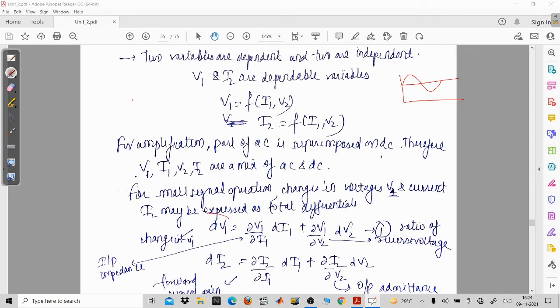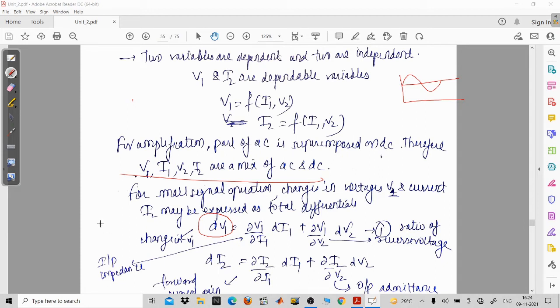So what we have seen, the change in the V1, because just now you have seen that this V1, I1, V2, I2 is a mixture of AC and DC signal. So when you were doing the DC analysis, this V1, I1, V2, I2 was a constant. Fine, but now when you have impressed the AC signal, so there might be some change, and that change will be dV1. But now you can see here, two variables are independent. It means that you will have to do the partial differentiation. So partial differentiation means what? Del V1 upon del I1 into dI1, then plus del V1 upon del V2 into dV2. This is our first equation.